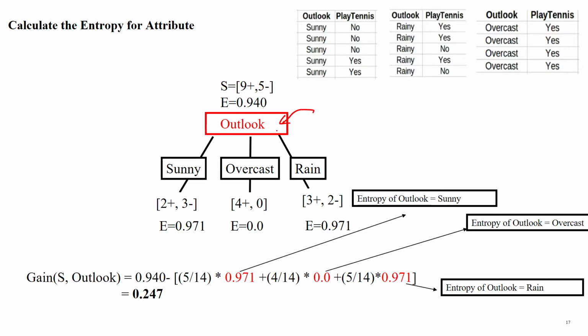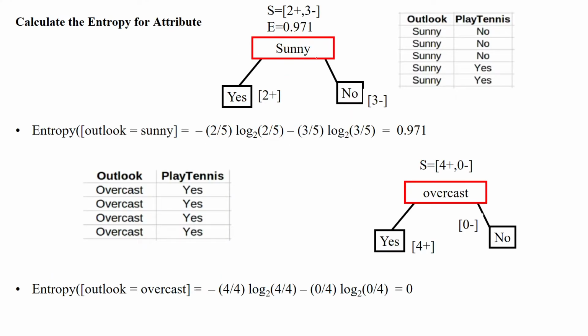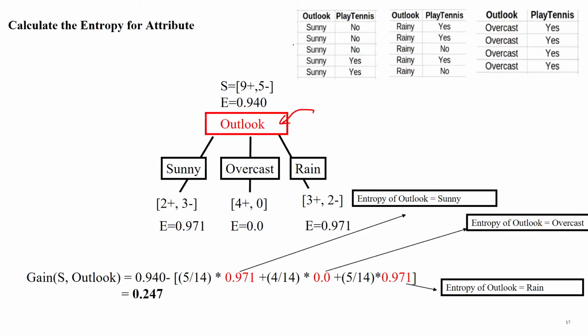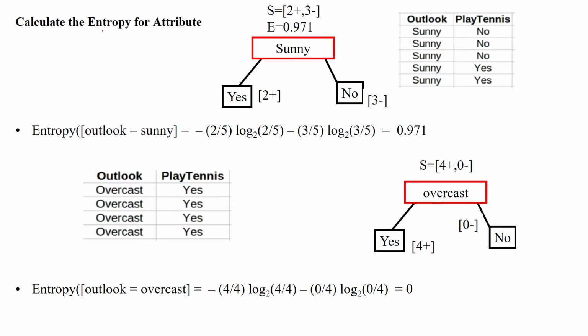For outlook we have different values. Look at this, outlook has sunny with 5 samples, rainy with 5 samples, and overcast with 4 samples. So for this we have to calculate the entropy. First we calculate the entropy for attribute outlook with the value sunny. When we take the samples for outlook equal to sunny, we have 5 samples in total. Of those 5 samples, 3 are negative and 2 are positive, as mentioned in this tree.